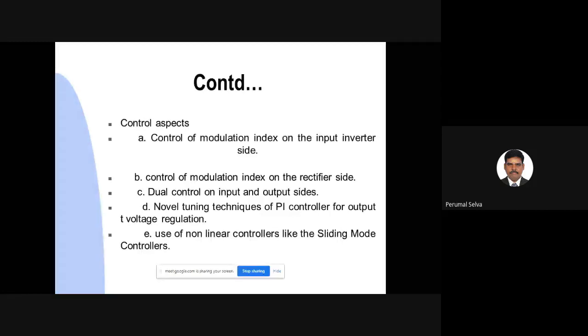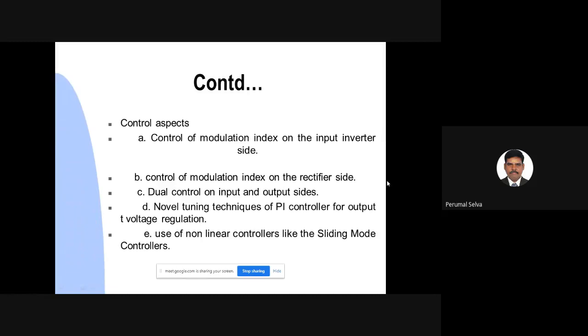So control aspects: control of modulation index on the input inverter side, control of modulation index on the rectifier side, dual control on input and output side, novel tuning techniques of PI controller for output voltage regulation, non-linear controllers we are using, sliding mode controllers and other controllers. Right.